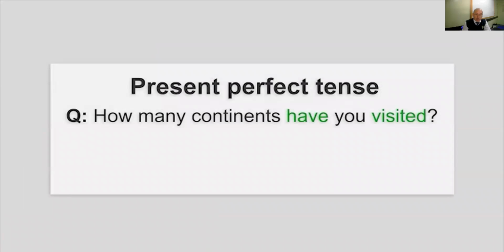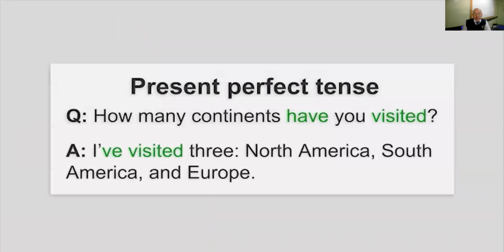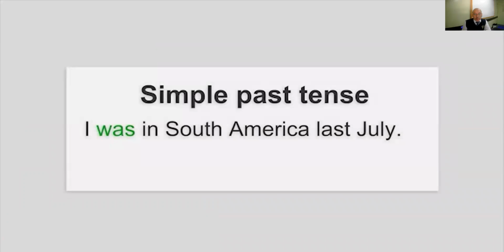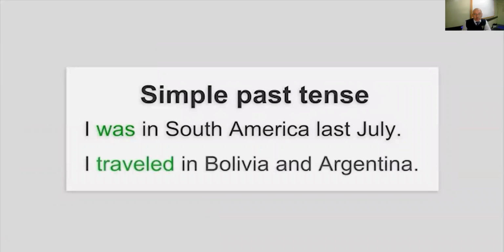How many continents have you visited? I visited 3: North America, South America, and Europe. These sentences are in the present perfect tense. I was in South America last July. I traveled in Bolivia and Argentina. These sentences are in the simple past tense.